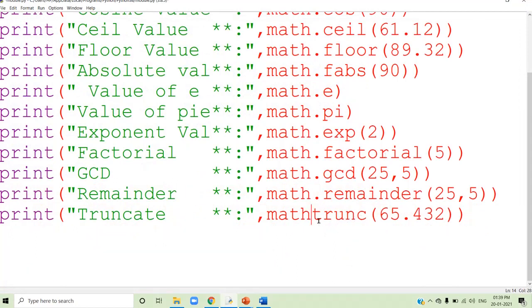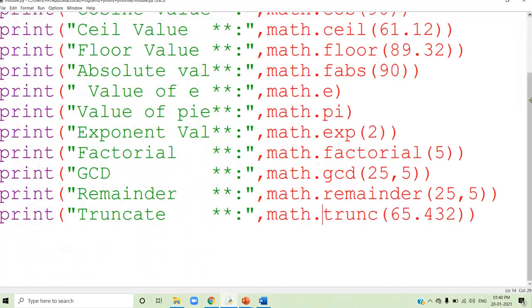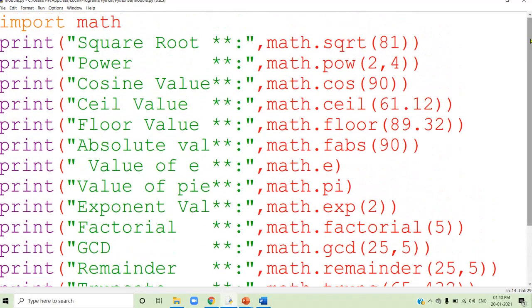T-R-U-N, math dot truncate. Yes, it's correct. Now run the program and see the answer. You can see the answer as 65 here. Now, all the math functions I just tried out here. From the function name itself, you can say what that function is doing. There are a few functions you should know. Others, they won't ask what is the answer for this one, but you should know the purpose of that function.